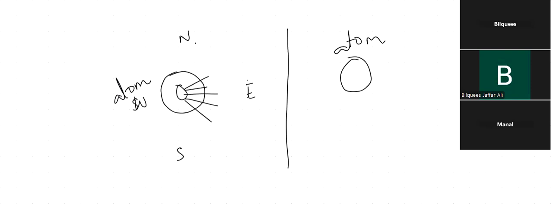It's a random process because we don't know the exact time in which the radioactive decay process is taking place, at what time the radioactive emission is taking place.